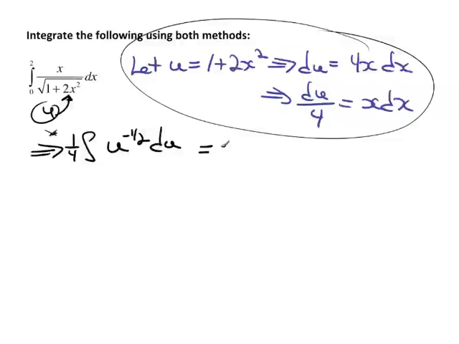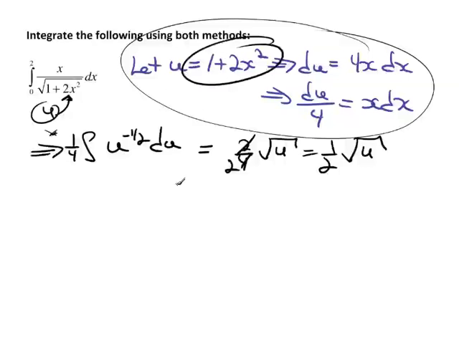This is going to be equal to u to the 1/2 divided by 1/2, which is going to be 2 over 4 times the square root of u. Obviously that's going to be like that. So this is 1/2 the square root of u. But I said u was 1 plus 2x squared. So I need 1/2 times the square root of 1 plus 2x squared.